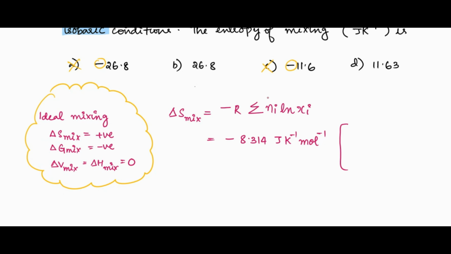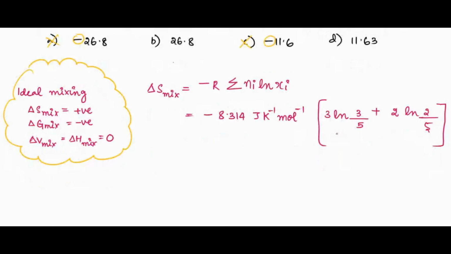Summation. For gas A, how many moles are there? 3 moles. ln mole fraction, how much is the total? 3 plus 2, 5 moles, right? So Xi is 3/5 for gas A, plus gas B, 2 moles, ln 2/5. Since you have taken 3 moles here, and here 2 moles, the per mole cancels out, and finally whatever answer you get will be in joules per Kelvin. That is the question, what is the answer in joules per Kelvin.